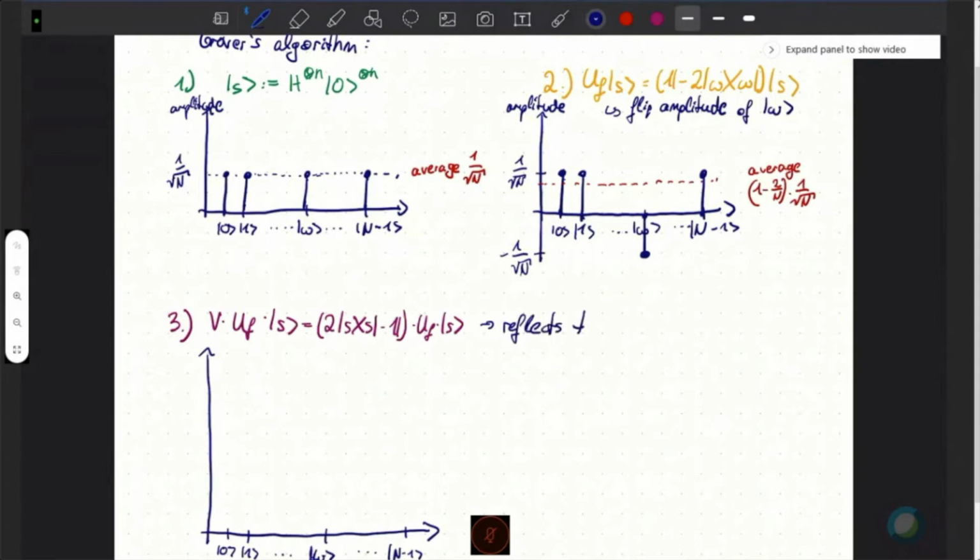And now what I claim is that the effect of the unitary V is that it reflects all amplitudes about the average amplitude. I want to show you why this holds.